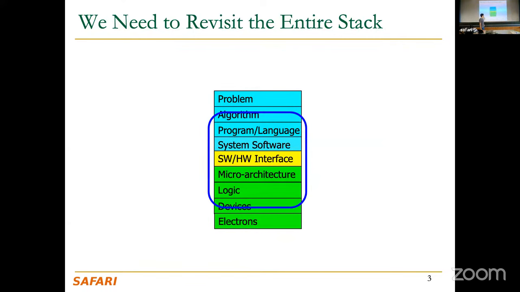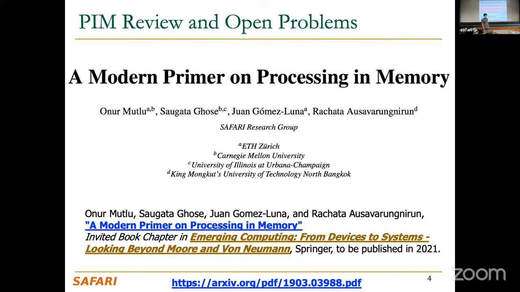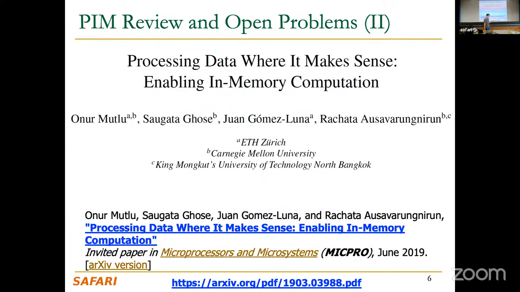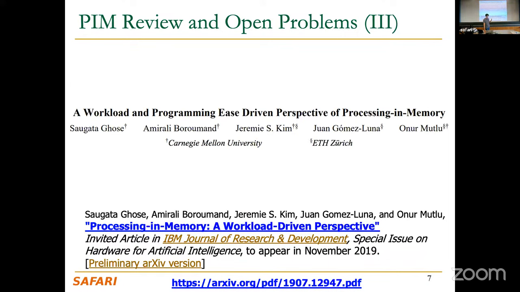So all these different issues span the entire transformation hierarchy that you're already familiar with. And you can find many details about these different things that we are going to discuss in this lecture in the PIM book chapter, in particular in section 8. You can see programming models, PIM runtime, memory coherence, virtual memory support, data structures, benchmarks and simulation infrastructures, etc. There are shorter versions of this PIM book chapter in the form of journal papers. This is one that we published in 2019, and this is another one.